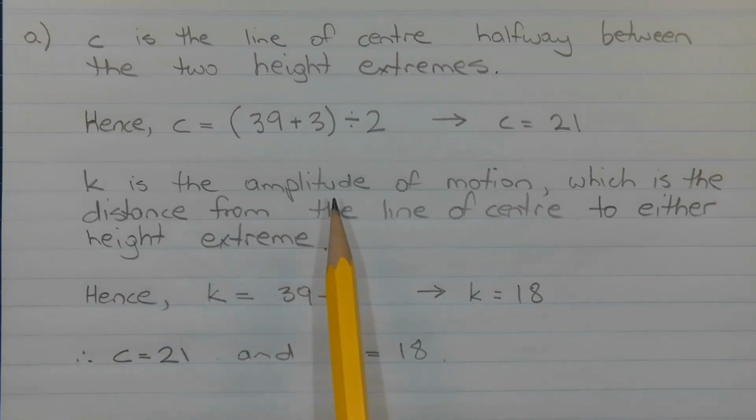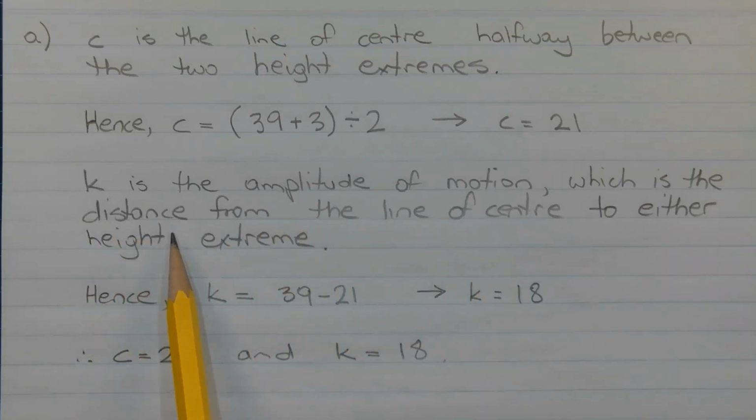And k is the amplitude of motion, which is the distance from the line of centre to either height extreme. Hence k is equal to 39 minus 21. Alternatively, it could be 21 minus 3. So k is equal to 18. Therefore, c is equal to 21 and k is equal to 18.